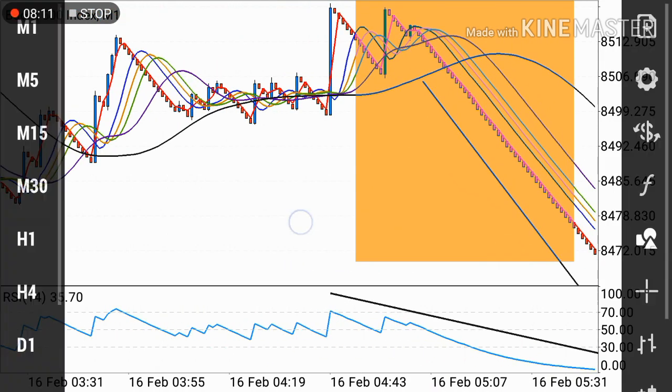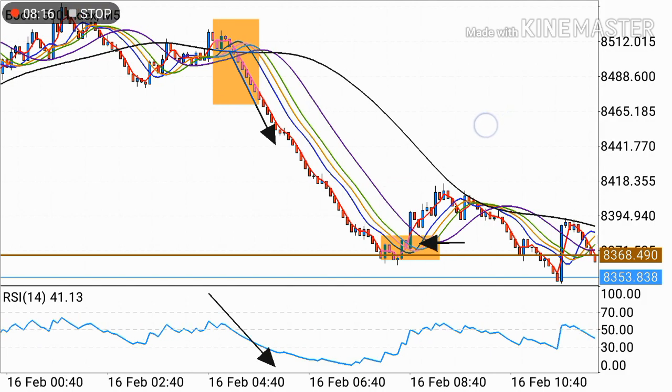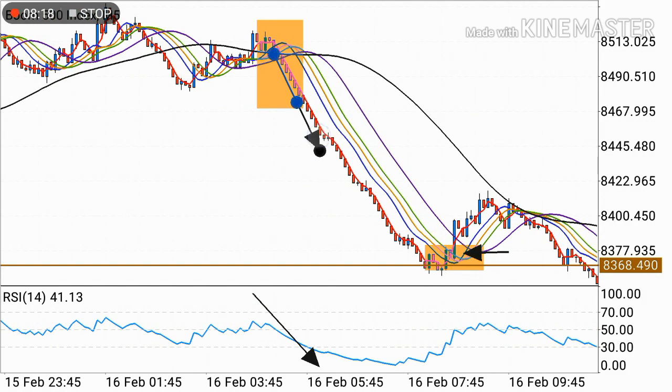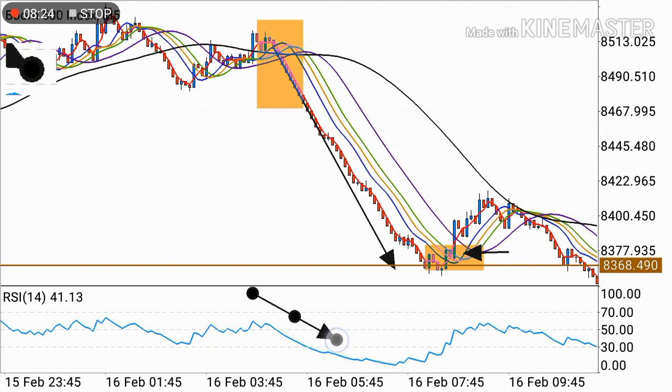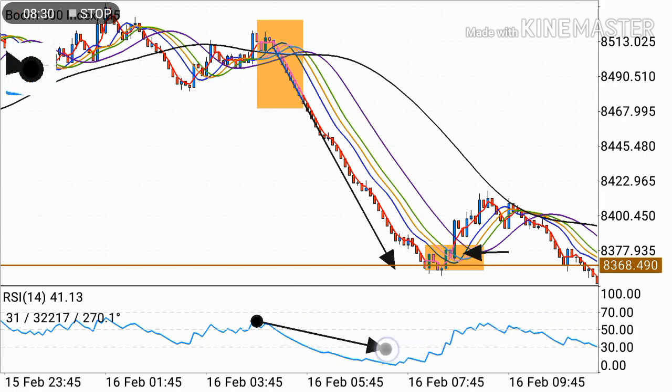Okay, let's see in M5. The market started going down after crossing moving averages, and look how many pips, and RSI also turns from the wait zone 50, this is the wait zone, from 50 to our sold level. You have to hold your trade till RSI hits our sold level. Once RSI hits our sold level, cut your trade and take profit.